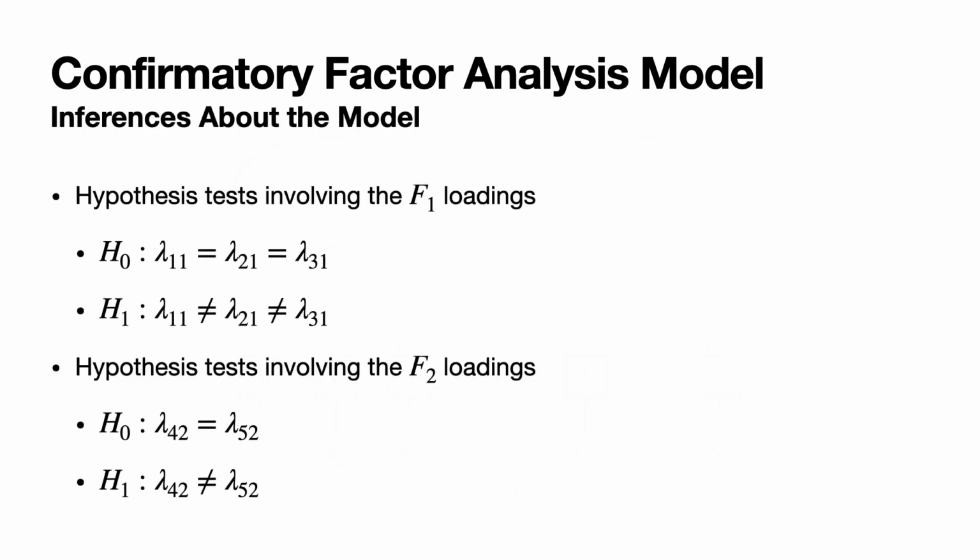And then once we have that, if we think about this particular diagram here, then some hypotheses of interest might be, for example, a hypothesis test involving the loadings on F1. The null hypothesis here would be that all three of those loadings are equal against the alternative, and this is shorthand notation here for differences exist among the three loadings. We could also test something like that with regard to the loadings on F2. In this case, the null hypothesis would be that the two loadings are equal in value against the alternative that they're different.